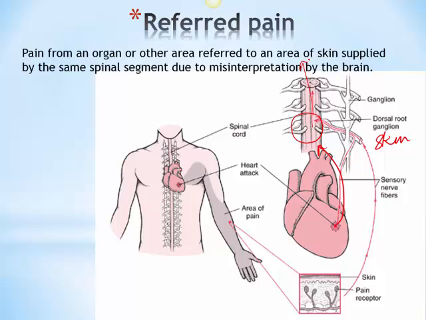So just to give you an example, the appendix shares the same spinal segment as the umbilicus here, which is the T10 segment. So when someone has appendicitis, the pain is first referred to the umbilical area, and then it localizes to where the appendix is. The gallbladder, for example, shares the same segment as a cervical, which is this area, the shoulder. So anybody with gallbladder pain or liver pain usually refers it to the shoulder on that side because of the same cervical segments. Okay, so that's the basis of referred pain.